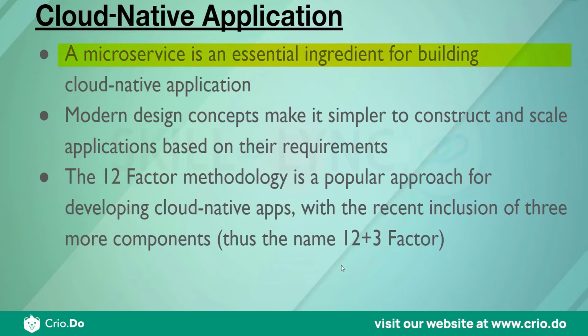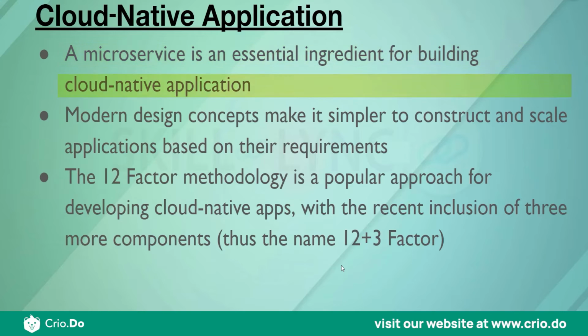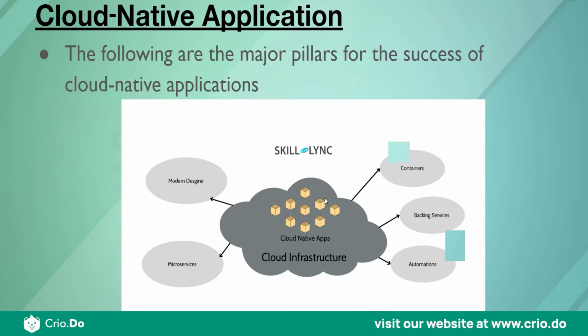A microservice is an essential ingredient for building a cloud native application. This is something we saw even in the last week. If you just go back to the previous slide, you see that when we say that we are creating a cloud native application, it has to be composed of these 5 pillars. One of these is microservice, the others being modern design, containers, backing service, and automation. What are each of these? We will be seeing it in detail.